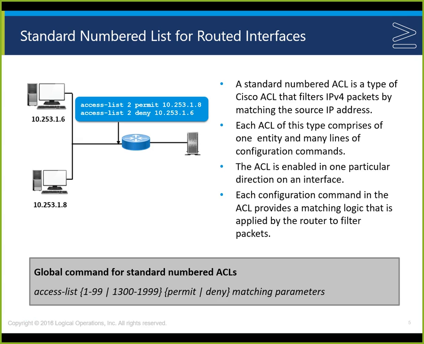Each command in the ACL provides matching logic that is applied by the router to filter packets. And it goes down the list until it finds one that applies, and then it applies that, and that's it. It doesn't look any further down the list. So the access list 2 permit, and this one is actually kind of incomplete here because permit what? It should be a permit host, or it should have a wildcard mask after it.